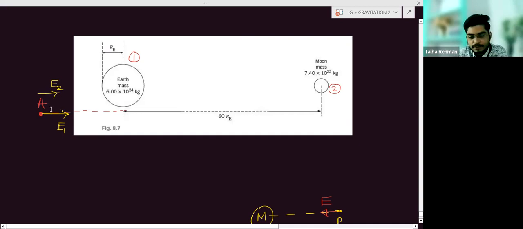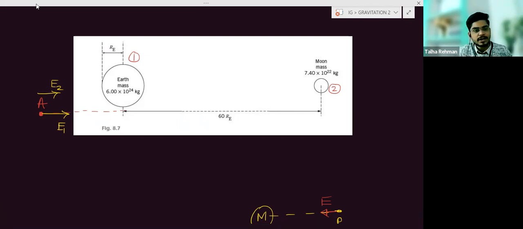If there is a point on the left of the Earth, on the line joining the two masses, at that point the gravitational field strength can never be 0. Why? Because both fields are in the same direction.